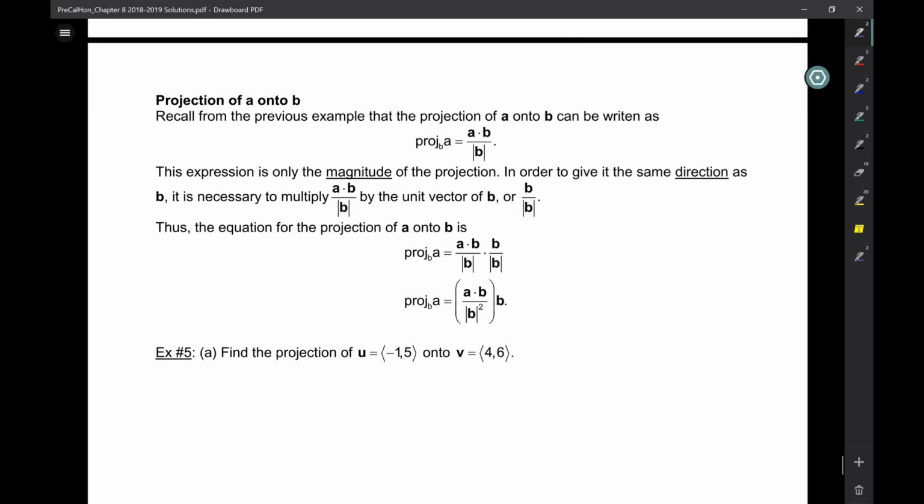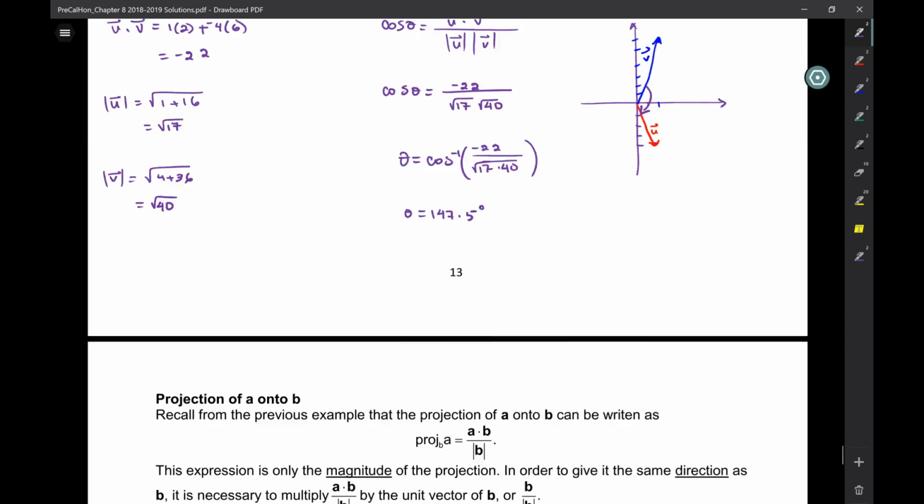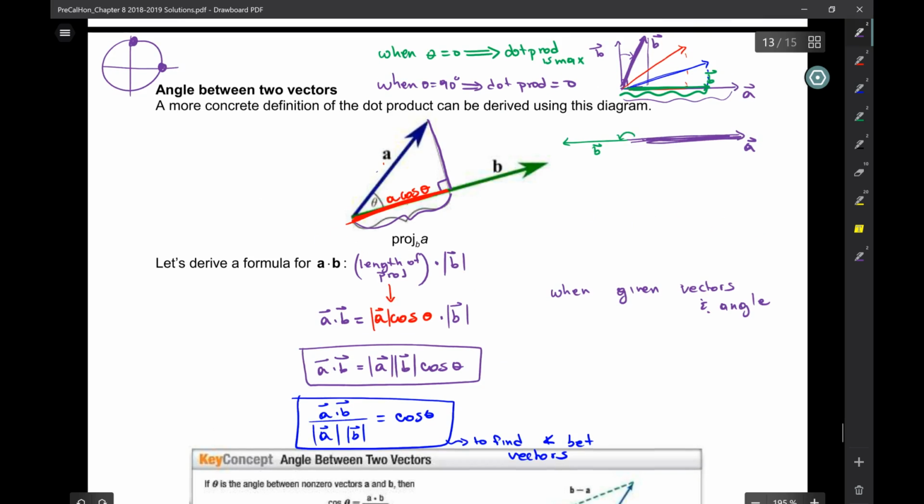All right. So let's talk a little bit about projections. Okay. So now what we've said is that the dot product is the length of the projection times the length of this vector. So now you see that red line here, right? That's the projection. What if I wanted to find that in vector form? What if I wanted to express that in vector form?